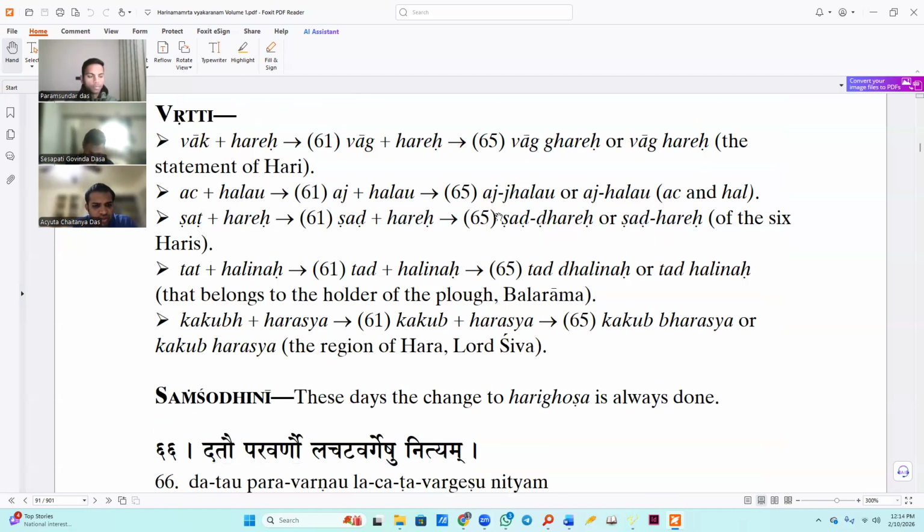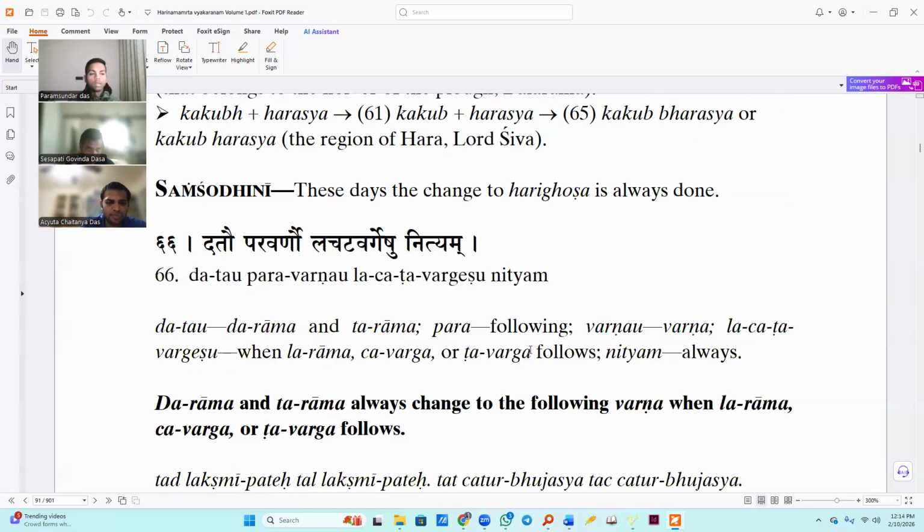So one question. Kakub Harasya, because Bha is already there. So in this case, Bha will become either Ba or Bha. So it should be Kakub Harasya or Kakubh Harasya. No. But here that optionality is for Ha Rama changing into Hari Ghosha, the second letter. The first letter has to change into the third letter. That is compulsory. The second one is optional. Got it.